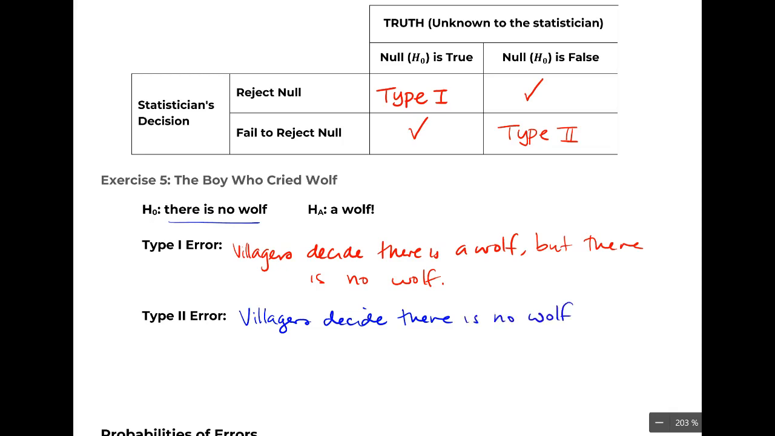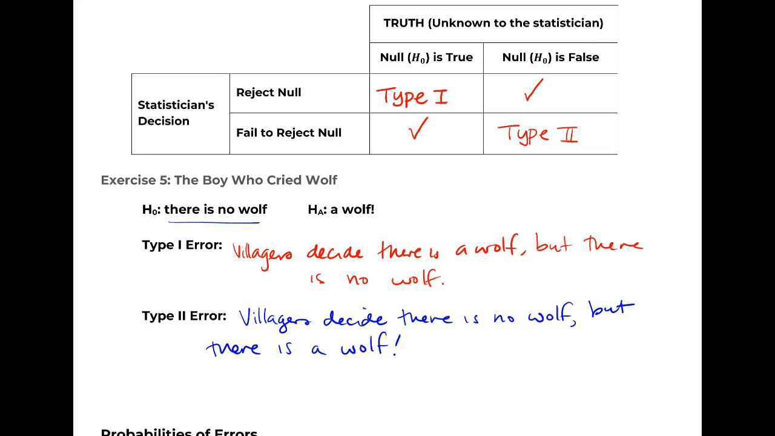Slightly different than our actual hypothesis testing, right? In hypothesis testing, we never get to conclude the null. But again, they just assume here we don't have the evidence to think there's a wolf. We're just going to sit at home and continue watching our Netflix, right? So the villagers decide there's no wolf, no reason to get up. But the reality is there is a wolf.